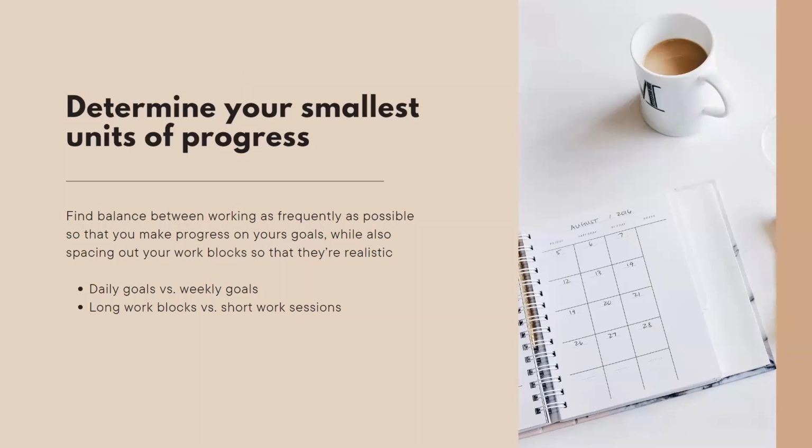After we've looked at our goals from a month to month basis, we want to determine our smallest units of progress. How small can we make our goals? We want to find a balance between working as frequently as possible in order to make progress on your goals while also spacing out work blocks so that they're realistic. One thing that may not work for you is working towards a long-term goal every single day because you may have other obligations and you may not have time every day.